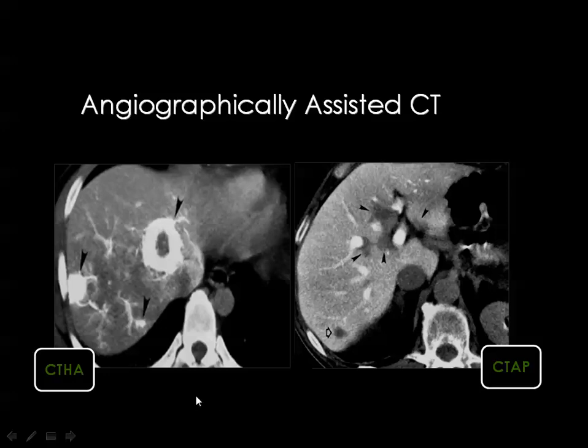Then this technique is known as CT arterial portography. After finishing this phase, you wait for a while. After the contrast circulates from the arterial to the venous side, you scan the liver once more, and you see the liver is taking contrast media while the lesions, especially if they are hypovascular, are not taking contrast media.